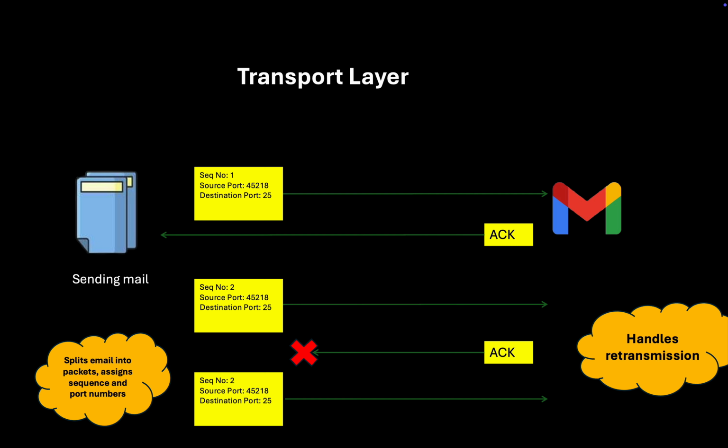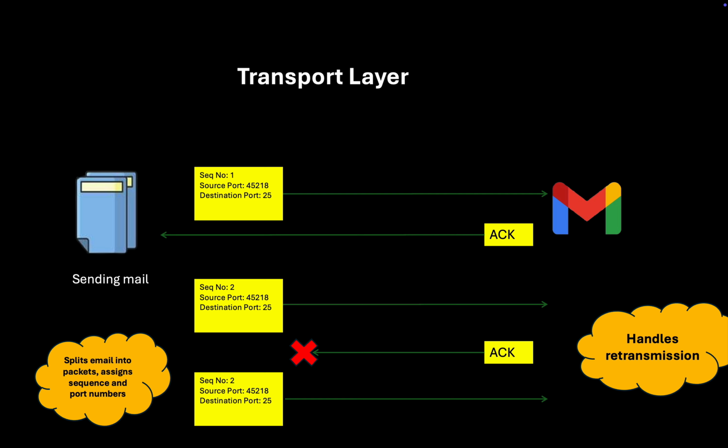In our sending mail scenario, our mail will be split into multiple segments. Each segment will have a sequence number, source port and destination port. The source port is something a client picks, a random port number. Every machine will have different port numbers. So for sending, it will use a random port number. For the destination, it will be 25, which is basically SMTP. So the mail server will have this SMTP port, and for that, we are sending our mail. We'll cover ports later in our videos.